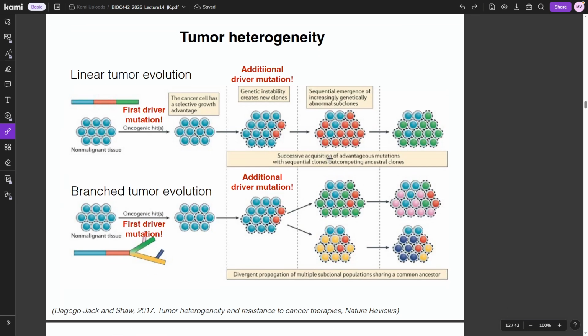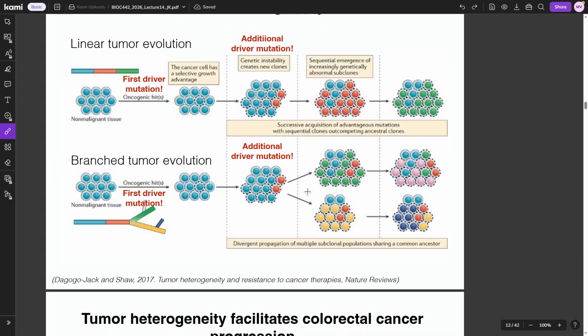Branch tumor evolution is a little bit different. So with linear, it's like we get a mutation, that mutation proliferates, new mutations pop up in the new line, and those new line mutants replace the old line mutants, basically. In branch tumor evolution, we have the first mutation still. We have this additional driver mutation. And so then instead of having just one population, we get two different populations, or multiple different. That doesn't have to be two, but we get a propagation of multiple subclonal populations sharing common ancestors.